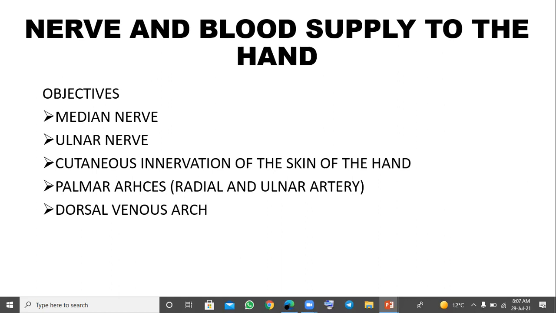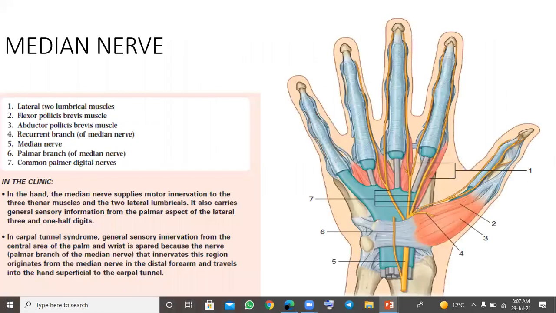The palmar arches are basically the blood supply to the hand, and they're made up of the radial and ulnar arteries. Then lastly, we'll look at the dorsal venous arch, the venous drainage of the hand. Okay, so these are the objectives for today's session. So let's begin with the median nerve.